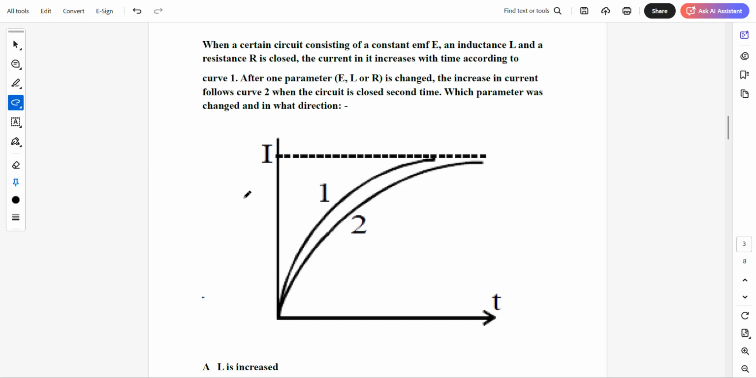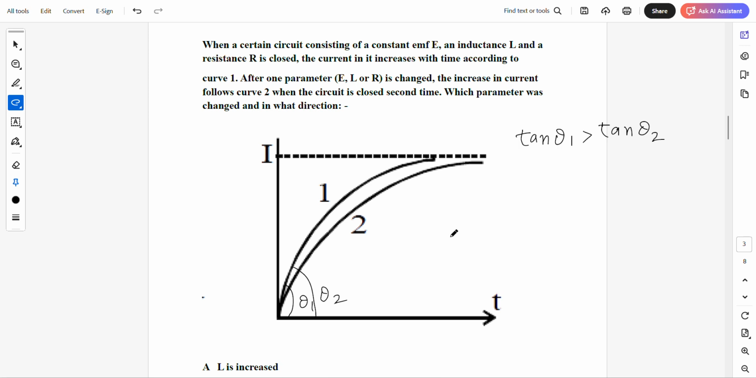When a certain circuit consists of a constant EMF, okay, EMF is constant. But here the initial slopes are different. See, this is theta 1, I can write, and this is theta 2. Here what is happening? Here tan theta 1 is greater than tan theta 2.